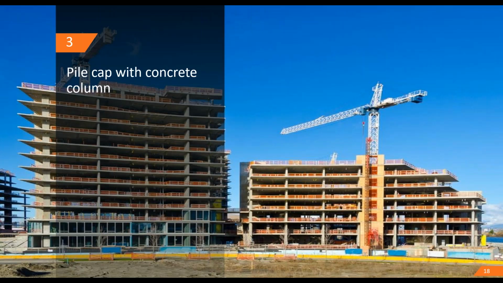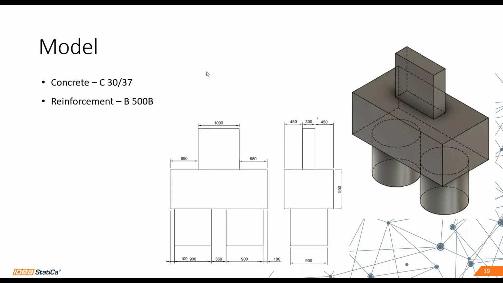I hope you can see my whole screen, and we'll be starting with the pile cap with the concrete column. The model, which you can see here, is very robust. It is very massive, with a lot of concrete, big piles, and the concrete column is rectangular, 1 meter width, 300 millimeters thickness. The concrete will be the same as from the previous example, C30/37. Grade of the reinforcement rebars will be B500B.